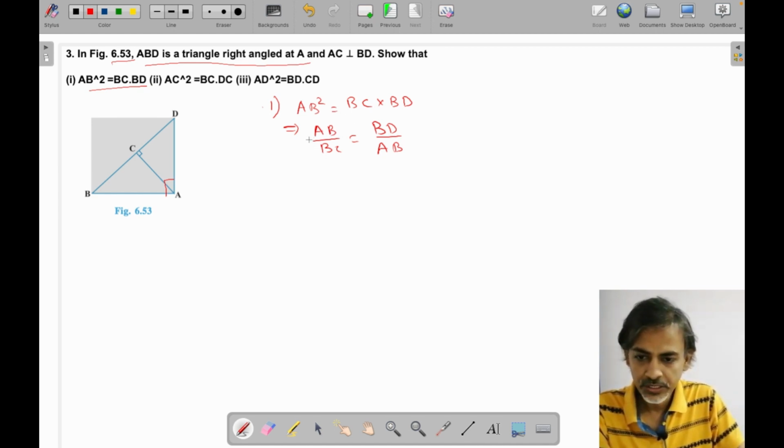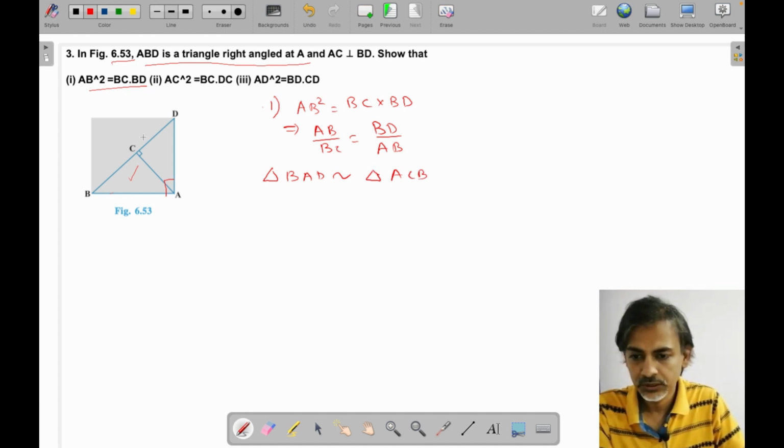Now looking at this expression, we can figure out which triangles we have to work with. AB and BC: we are getting AB over here and BC over here, so this is the smaller triangle. And BD and AB: we are getting BD, this is the bigger triangle, and AB again. So we need to deal with this smaller triangle and this bigger triangle. As we have discussed earlier, triangle BAD would be similar to triangle ACB, right?